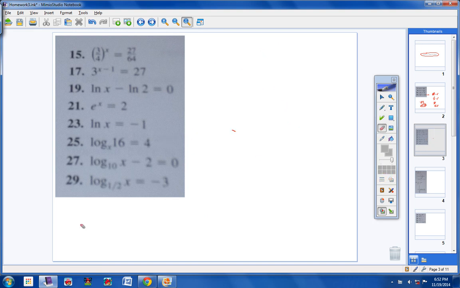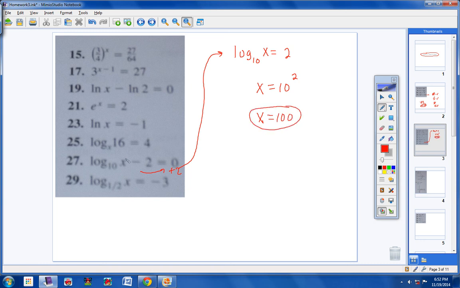Number 27. Okay, here we go. Alright, now we have one logarithm. So get that logarithm all by itself. So here we go. Log base 10 of x equals 2. Bring the 2 over, make it a positive 2. Okay, now write the problem exponentially. So x equals 10 to the 2. So x equals 100. And if you check that, it does work. So the answer is 100.